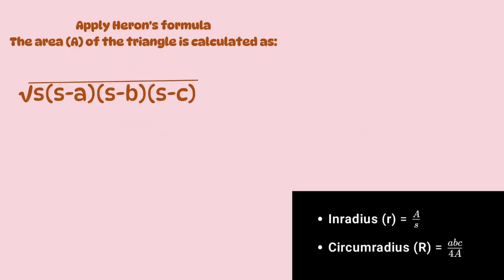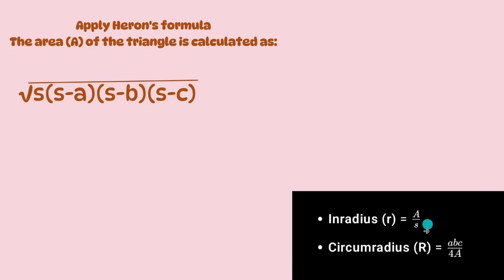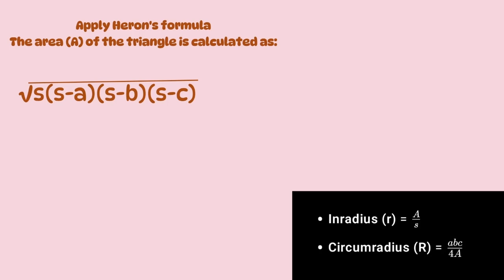Then we have Heron's formula, which gives us the area of a triangle, that is root over s into (s minus a) into (s minus b) into (s minus c), where s is the semi-perimeter. And in order to find the inradius of a triangle, we simply have to divide the area by the semi-perimeter. And for the circumradius, we have a into b into c divided by 4 into A, that is area.